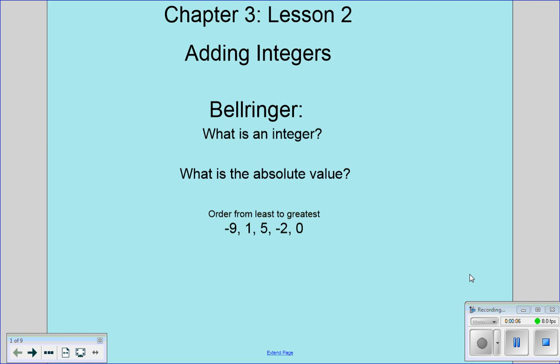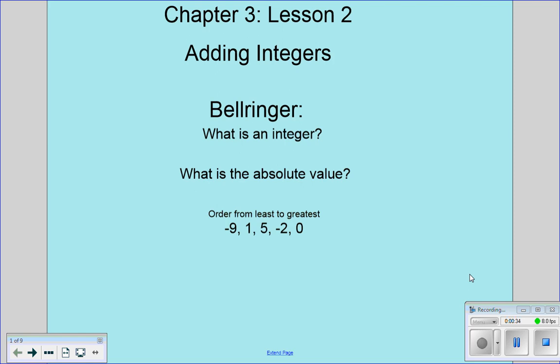Okay, so adding integers, but let's talk about what we talked about yesterday. What's an integer? Without looking at your notes, what's an integer, Maddie? Positive or negative. So any whole number, positive or negative. Very good. Absolute value. Anybody remember what absolute value is? Without looking at your notebook. Logan. Distance from 0. What's the symbol? Maddie? Yeah, 2 lines and the numbers in between.